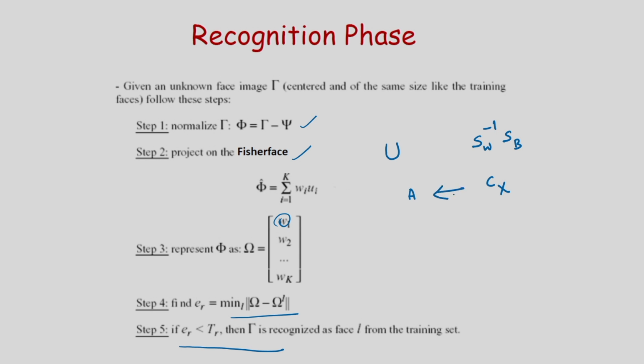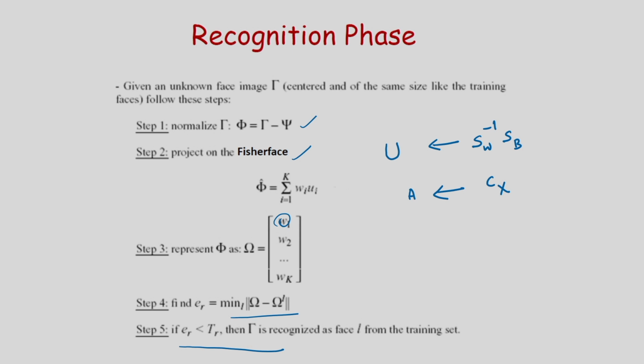In case of the LDA, what am I considering? I am again considering the eigenvectors of SW to the power minus 1 into SB, and from this I can determine the transformation matrix. The transformation matrix is U. So these two concepts are very similar, the face recognition by PCA and the face recognition by LDA.